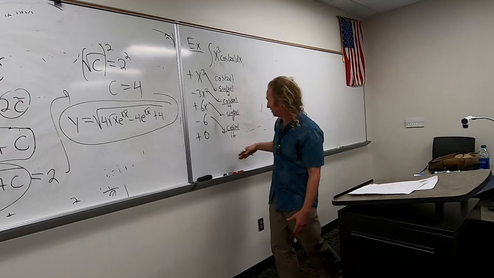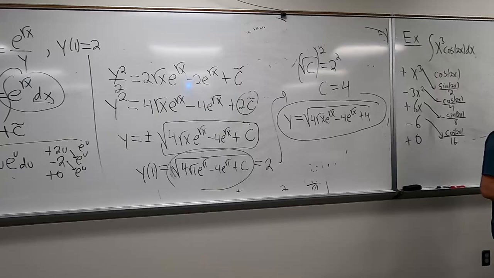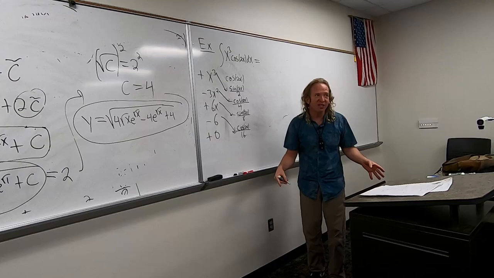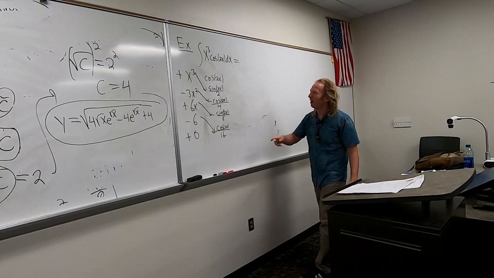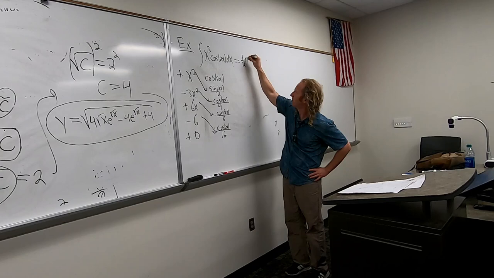And that's the answer. So we have to be very careful here so that we don't mess up. What a beautiful problem. And once you know how to do it, you can do this in like 2 minutes. Boom, you have the answer. This times this will be 1/2 x cubed sine 2x.